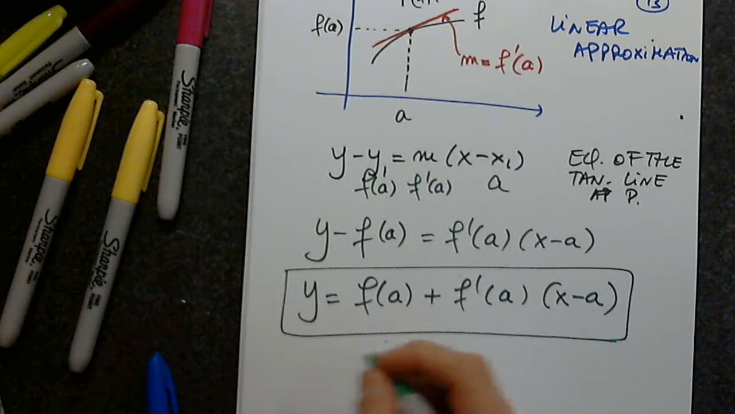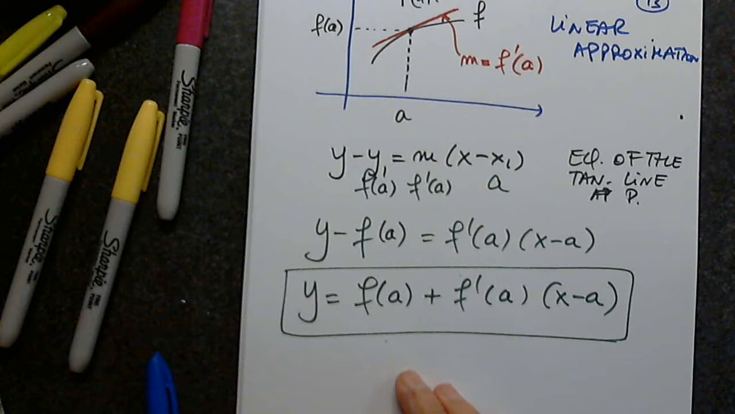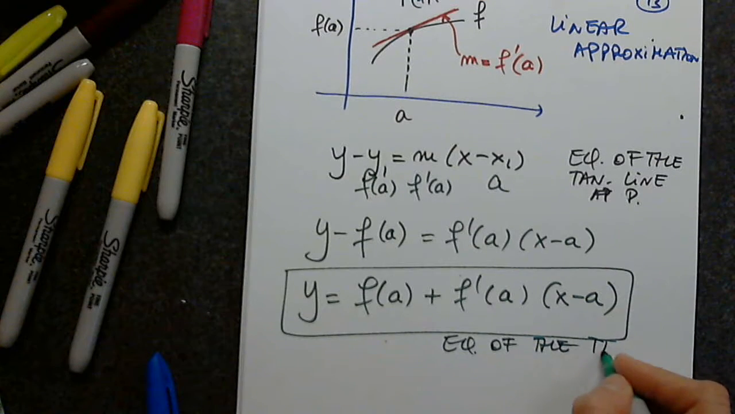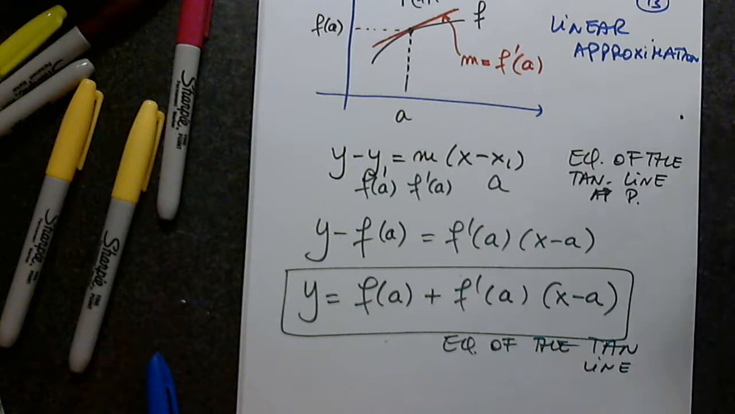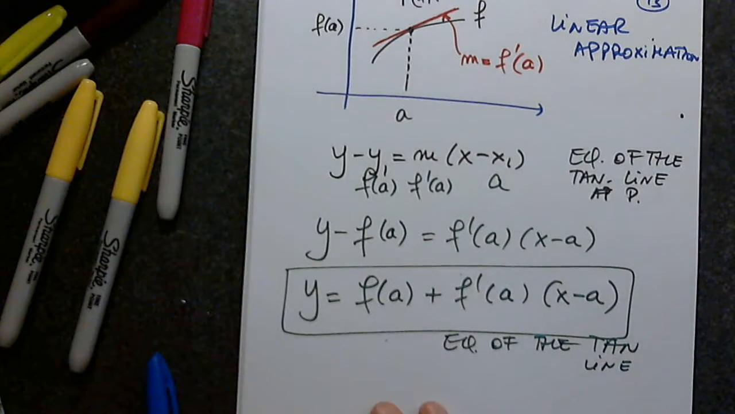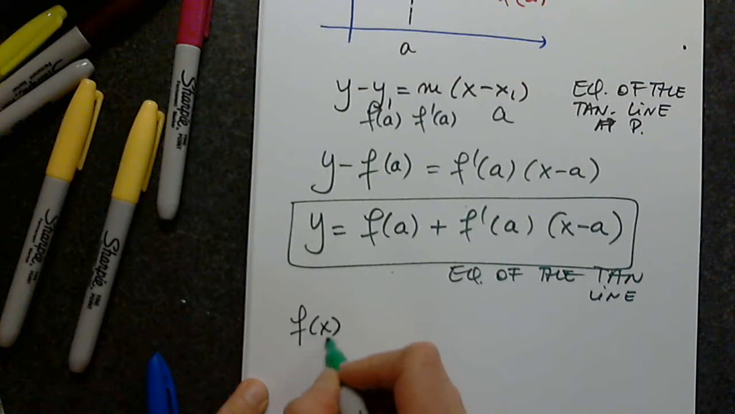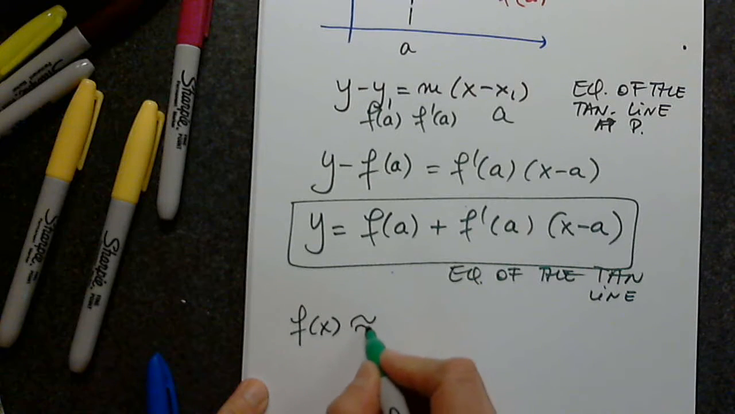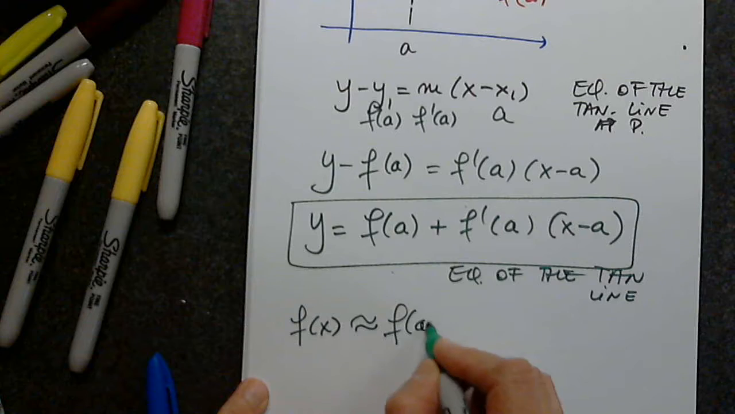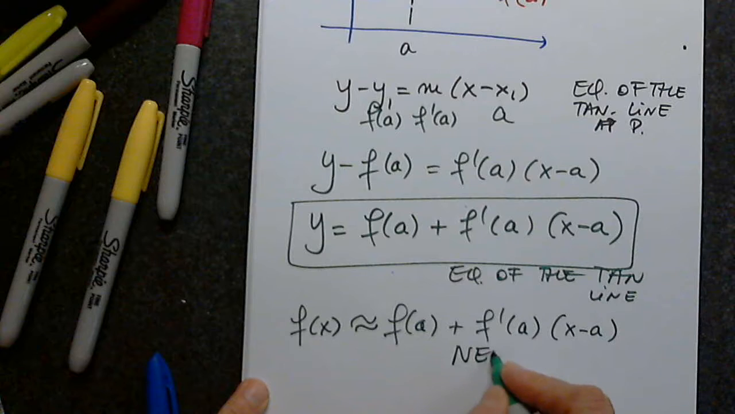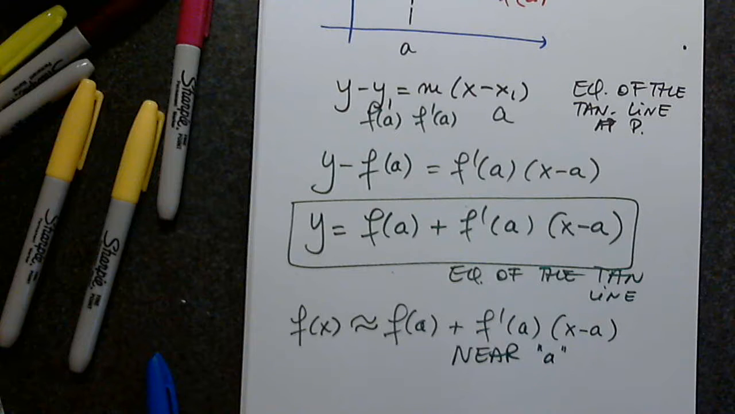Okay, so this is the equation of the line, the equation of the tangent line. And now I'm going to say something, and you'll tell me whether you agree with it. f of x is approximately f of a plus f prime of a times x minus a near a. Near P, but you know what I mean, near a.